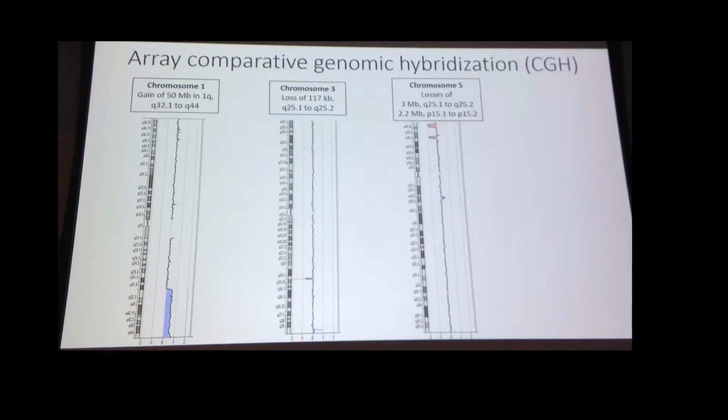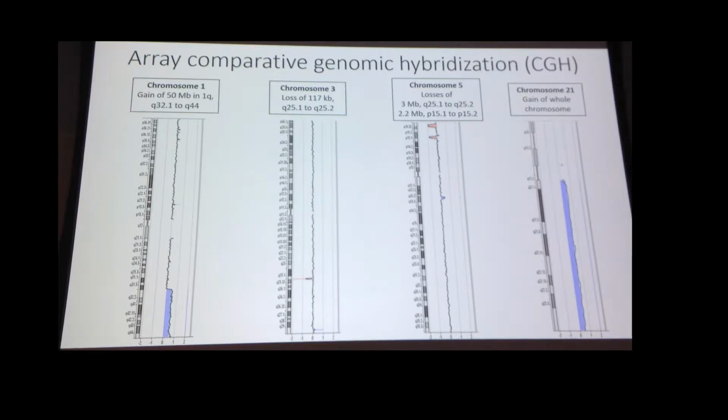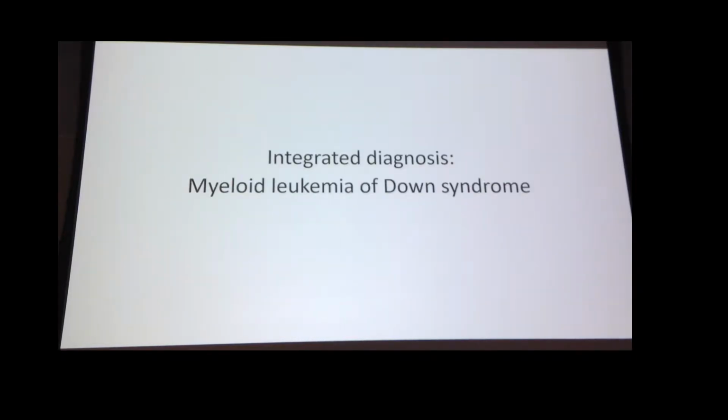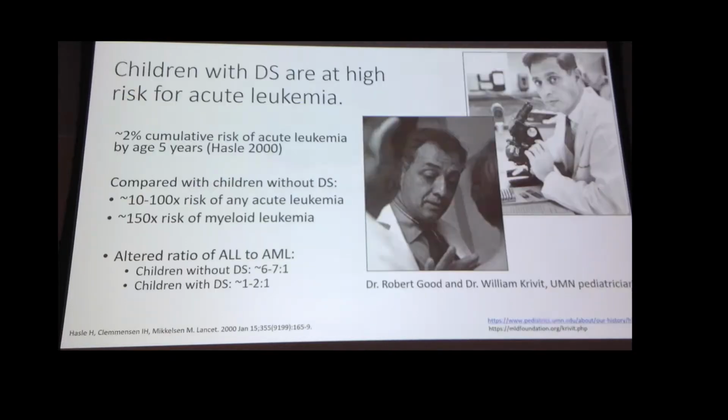And then finally, there was a gain of all of the material in chromosome 21, again consistent with this patient's known diagnosis of Down syndrome. So this little girl also had her peripheral smear reviewed, and all of the findings were taken together to form an integrated diagnosis, and she was diagnosed with myeloid leukemia and Down syndrome.